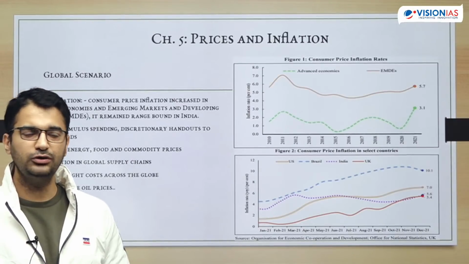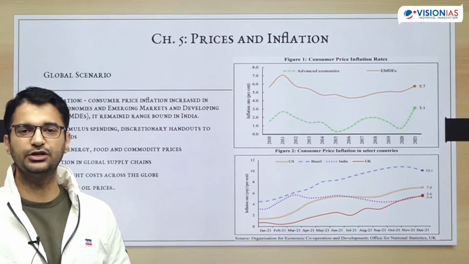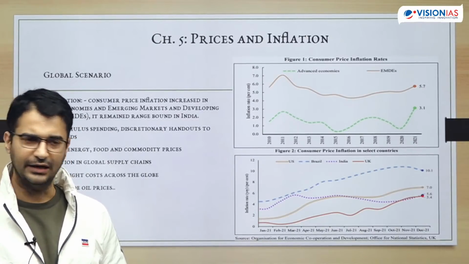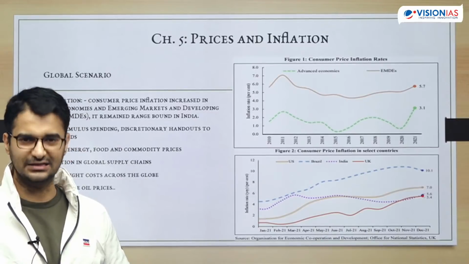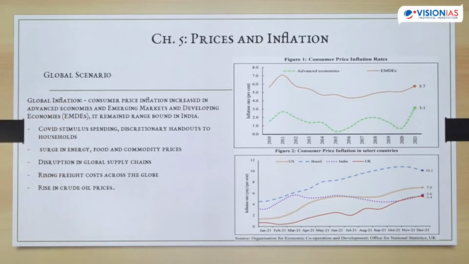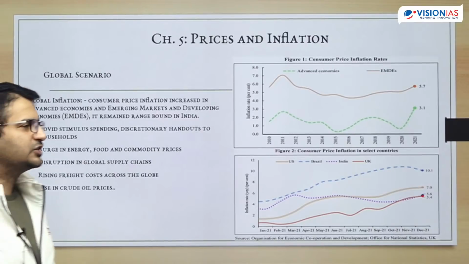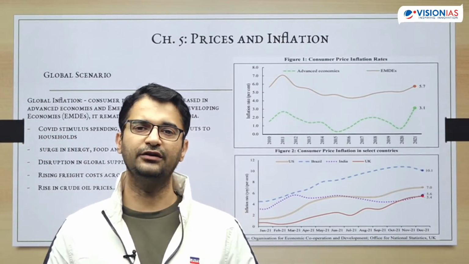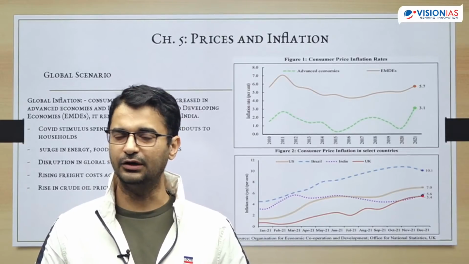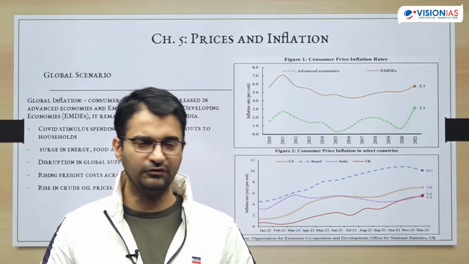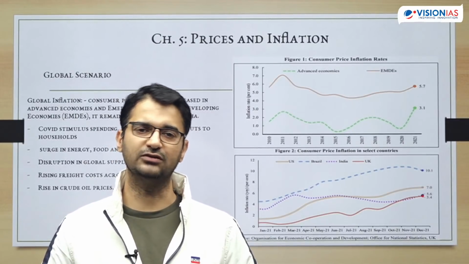This chapter talks about what has been the situation with respect to inflation and prices in the world and in India. I think we shall be able to do it a bit quickly as compared to the last chapter. Inflation in the world has picked up in the last year, more so in the rest of the world as compared to India, but obviously we are not shielded from the rest of the world. Because of other countries, inflation in India is also rising.